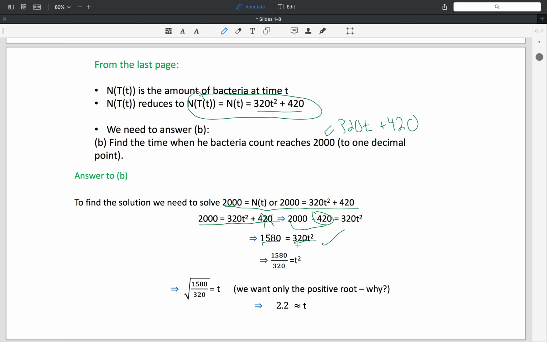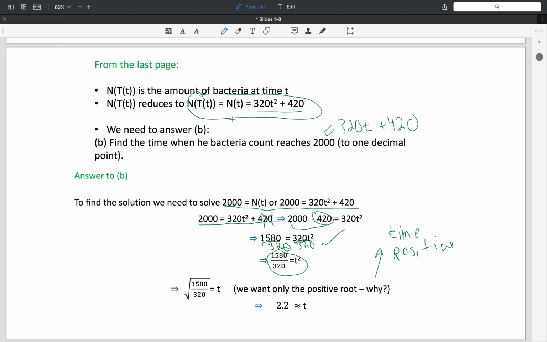I divide each side by 320. And then I get this. Now I take square roots of both sides. I only need the positive root. And why? Because we're looking at time. And our interpretation of time here is positive. It's time after we start.